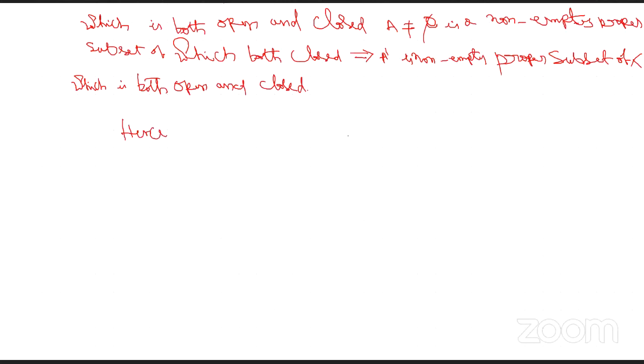Hence X equal to A union A dash, and A intersection A dash equal to the null set. That implies X is disconnected.